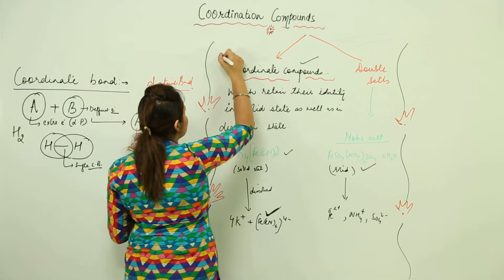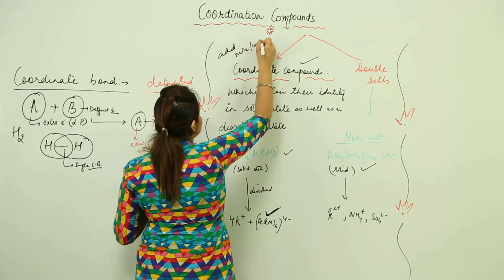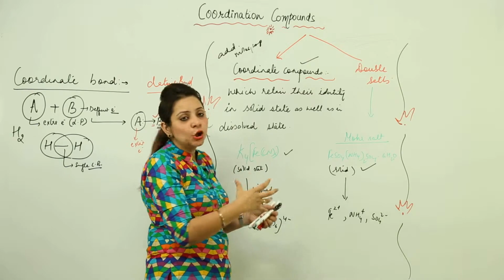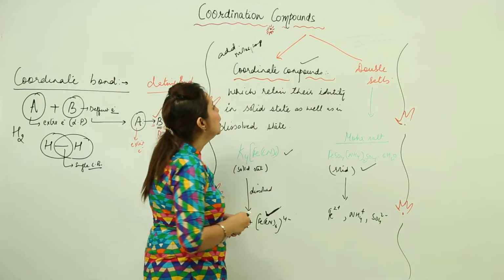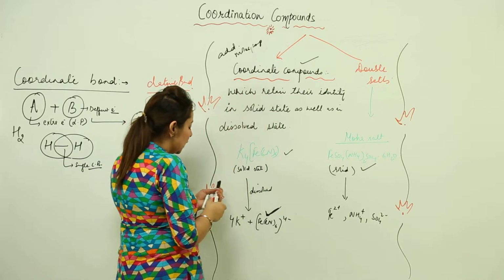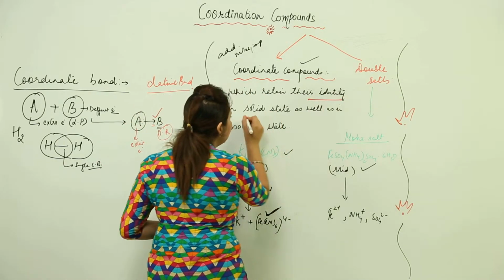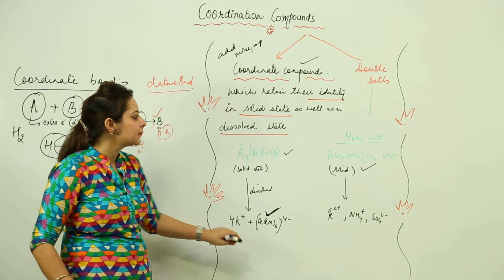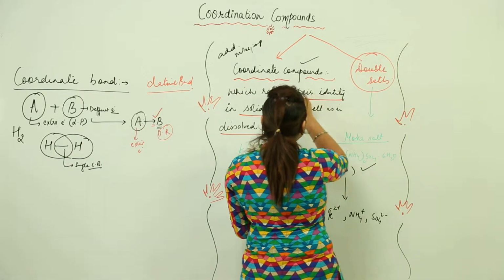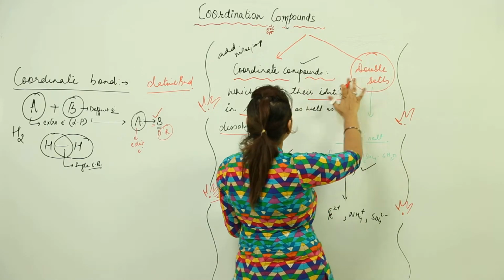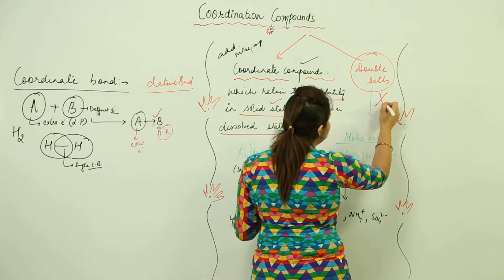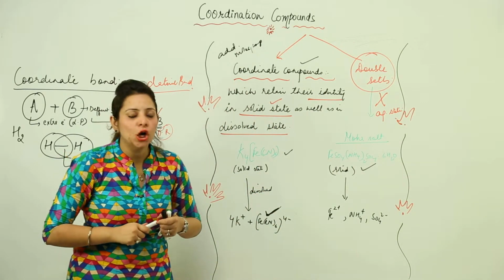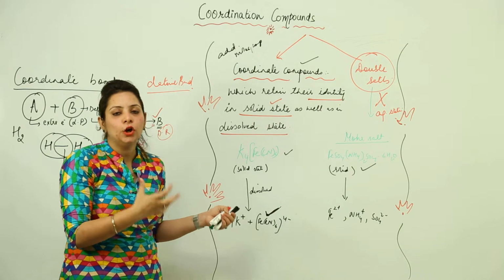Both are addition molecular compounds, right? The coordinate compound is a molecular addition compound, and the double salt is again a molecular addition compound. In a coordinate compound, these addition molecular compounds retain their identity whether they are present in the solid state, as you have seen, or in a dissolved state. Here also you can see that they separate like this. But double salts can retain their identity in the solid state but cannot retain their identity in the aqueous state. So this is the difference between double salts and coordinate compounds.